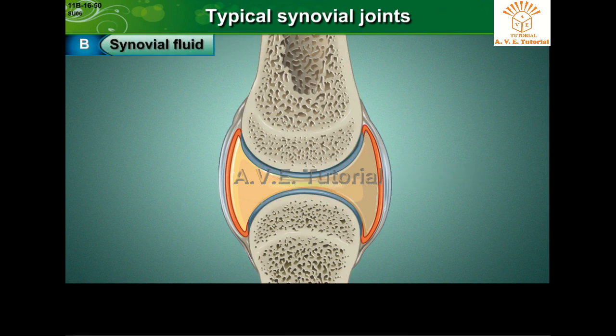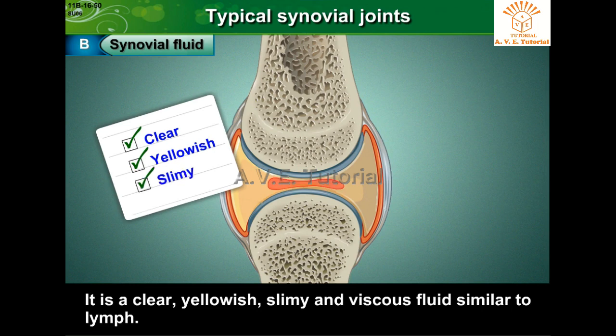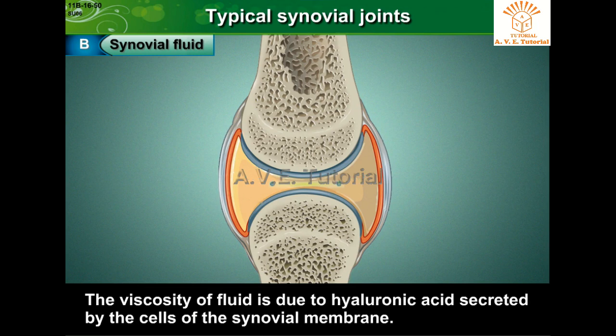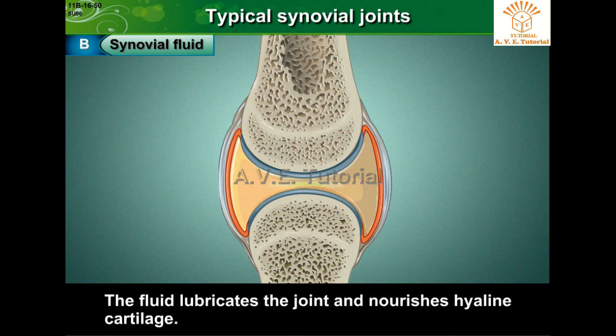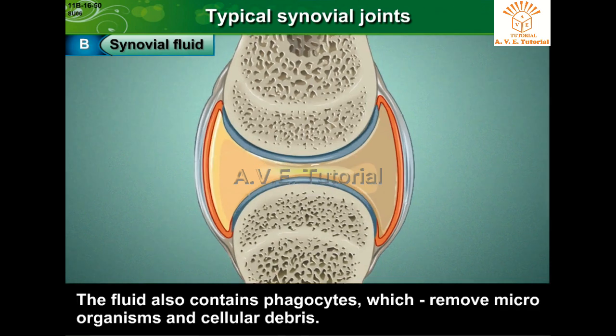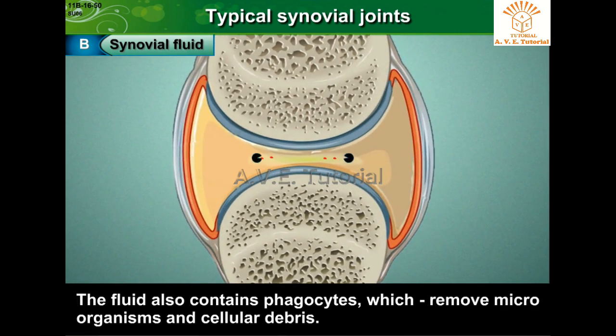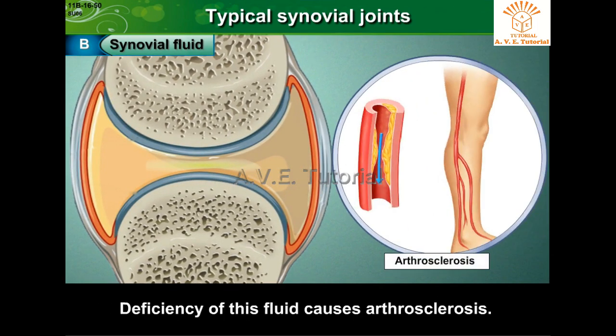B. Synovial fluid. It is a clear, yellowish, slimy and viscous fluid similar to lymph. The viscosity of the fluid is due to hyaluronic acid secreted by the cells of the synovial membrane. It contains nutrients and mucus. The fluid lubricates the joint and nourishes hyaline cartilage. The fluid also contains phagocytes, which remove microorganisms and cellular debris. Deficiency of this fluid causes atherosclerosis.